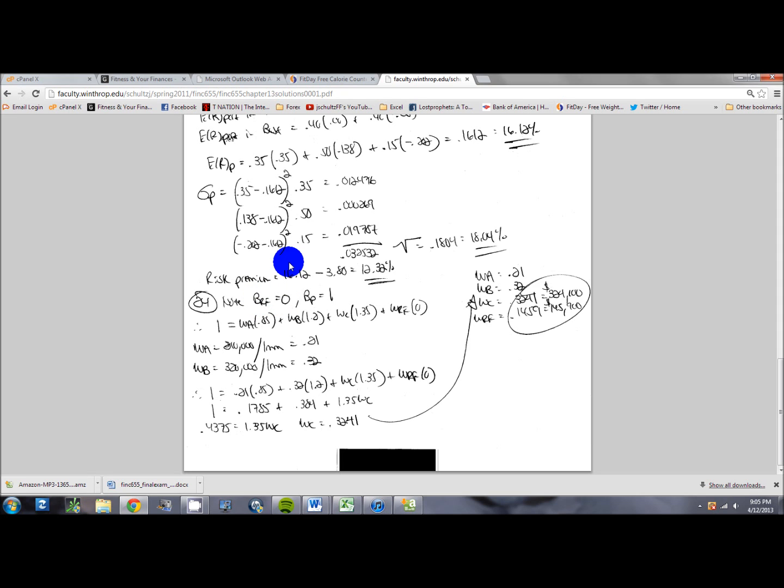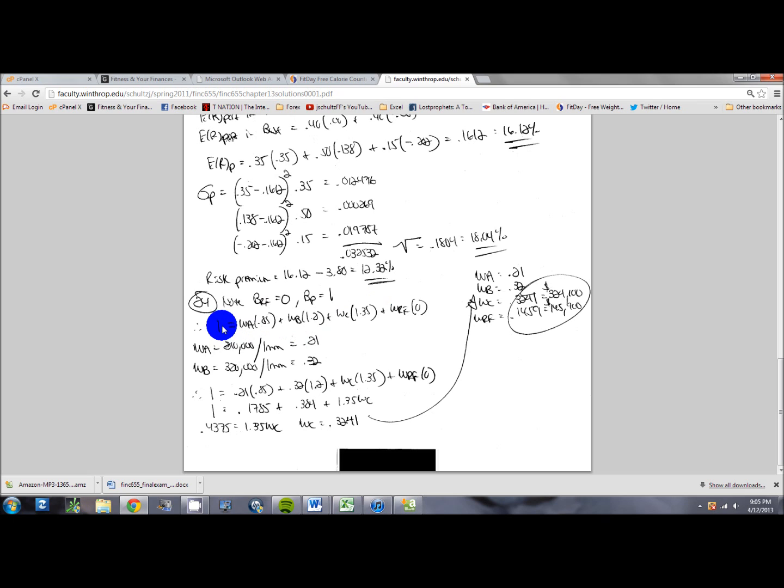To proceed with this problem, you set up a weighted average across the various betas that you're given. You're given the betas of A, B, and C respectively, here at 0.85, 1.2, and 1.35. You're also given the dollar amounts of A and B, and you have a $1 million portfolio, so you can figure out the weights for A and B. A goes in there, B goes in there.